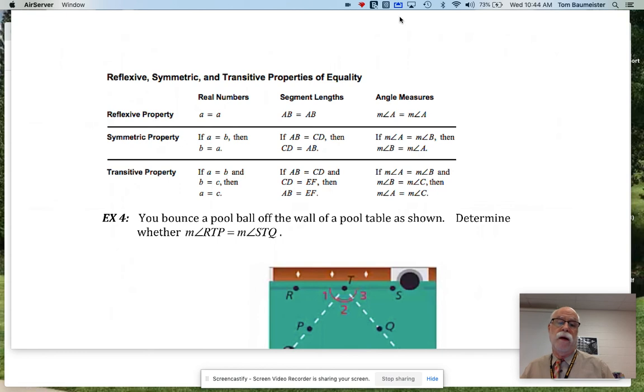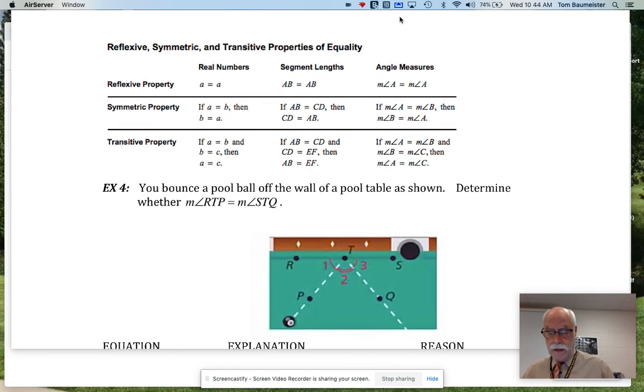So if the measure of angle A is equal to the measure of angle B and the measure of angle B is equal to the measure of angle C, then the measure of angle A is equal to the measure of angle C. So I did that one here because we're looking at this next example.